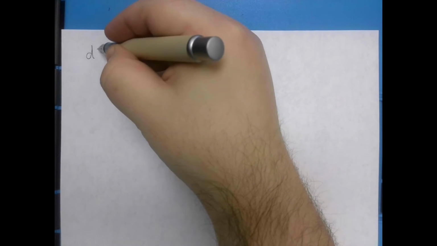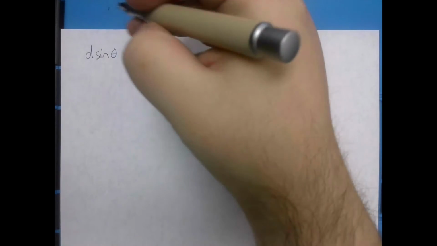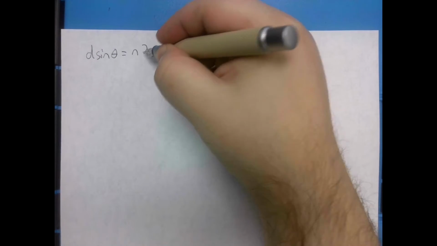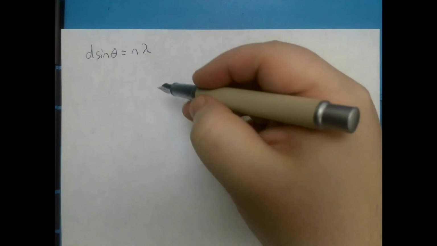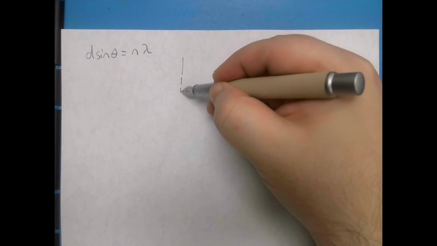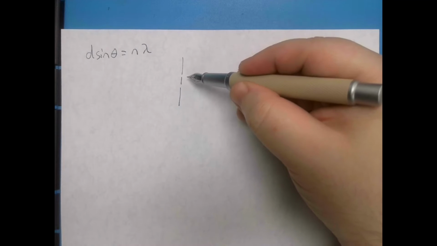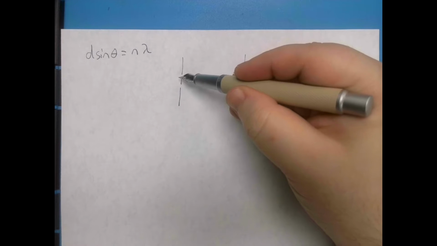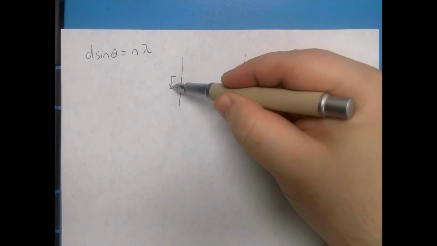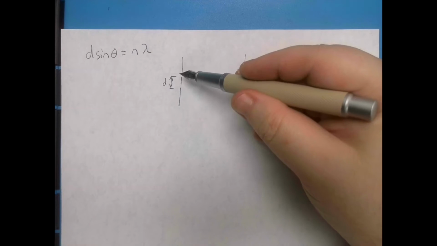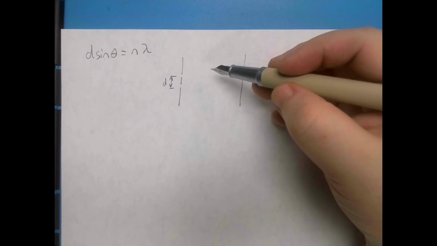So basically, our equation is d sine theta equals some multiple of the wavelength. If we have a situation like this, where we have double slits, this works for double slits or multiple slits. It doesn't matter how many slits, as long as we have at least two.